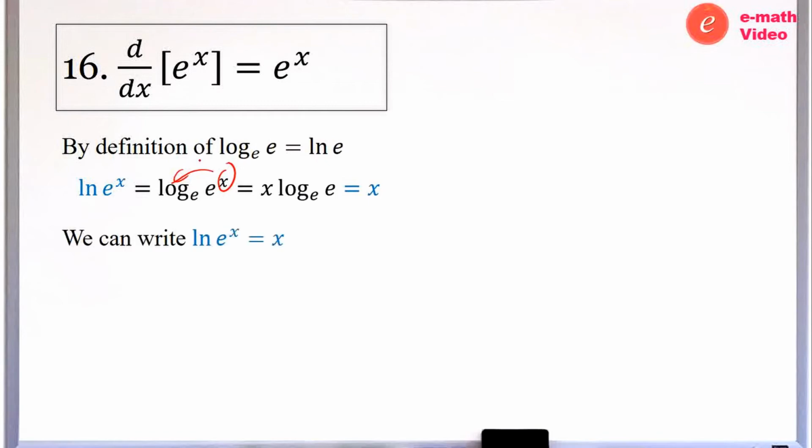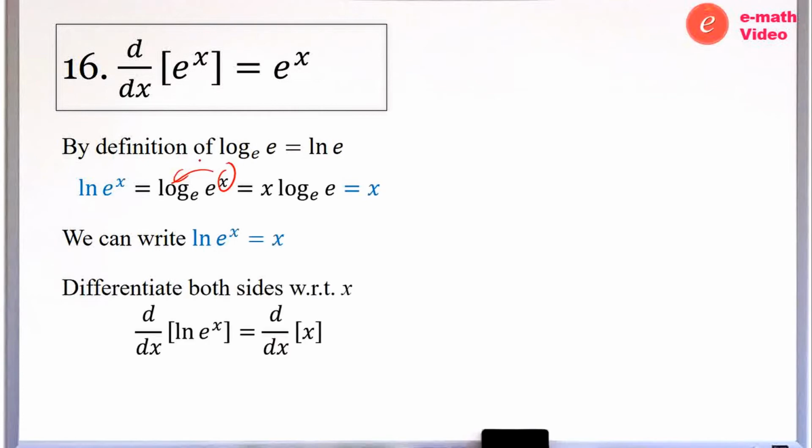We can write ln e power x equals x because when we collect all the blue color, we now differentiate both sides with respect to x. d/dx of x is 1, and this is my equation 1.